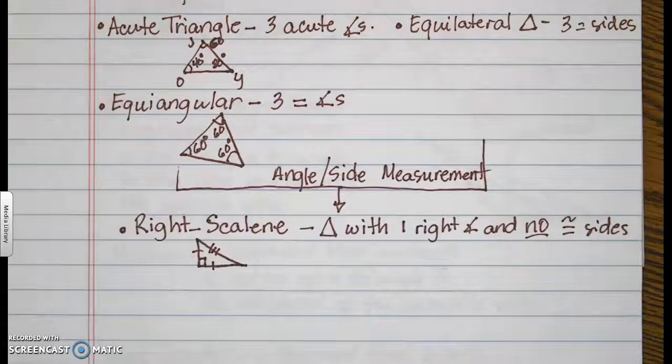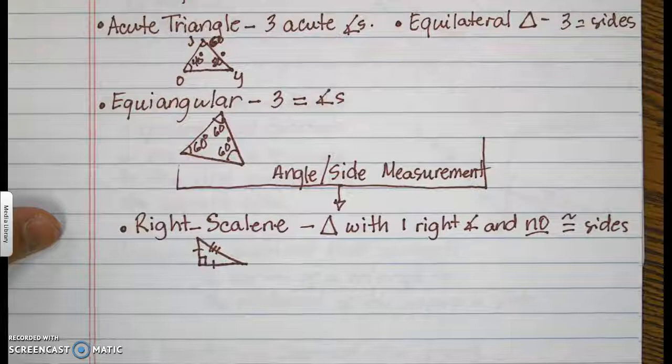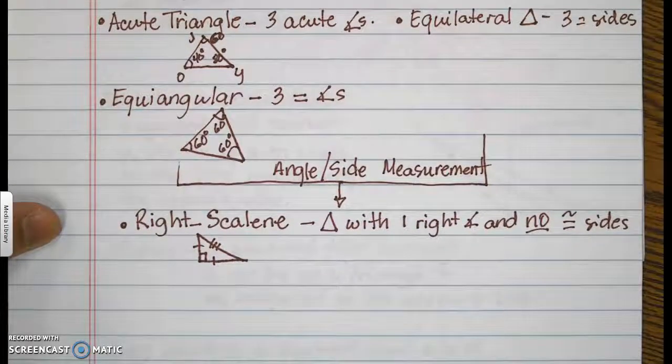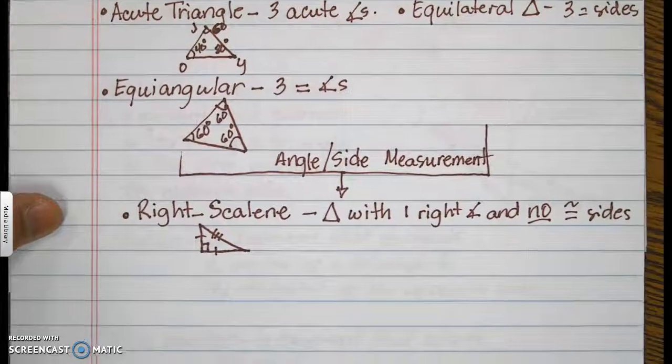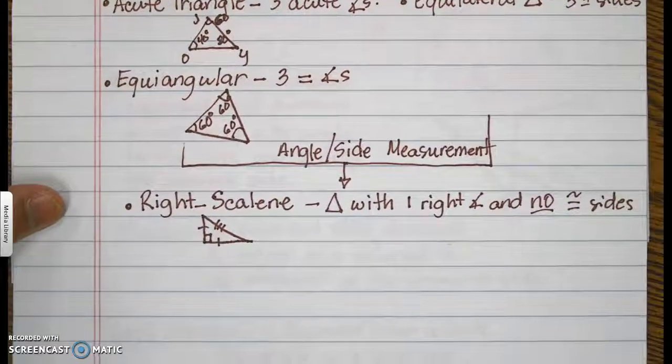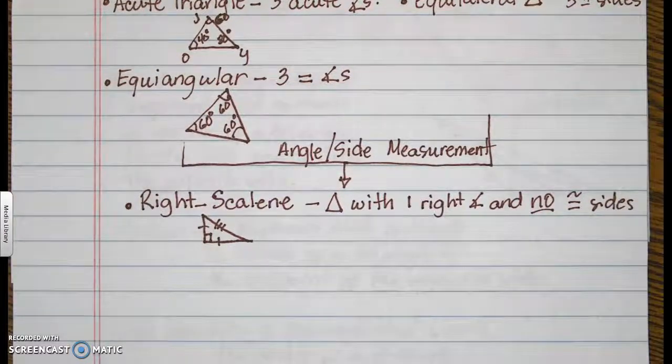Okay, now let's discuss the angle and side measurement combined. The first type of classification of triangle is the right scalene. A right scalene triangle is a triangle with one right angle and no sides congruent. An example is given to you here.